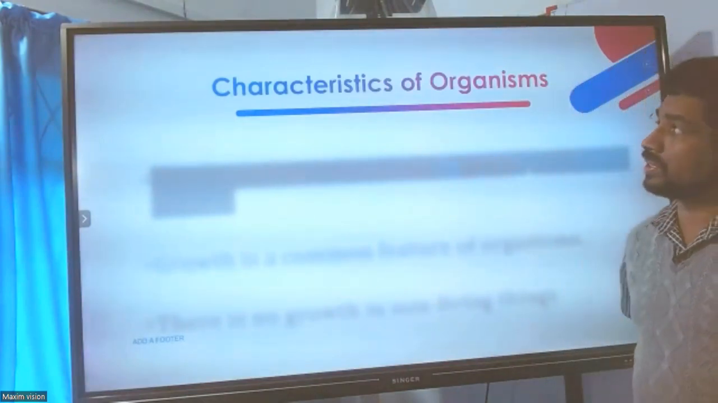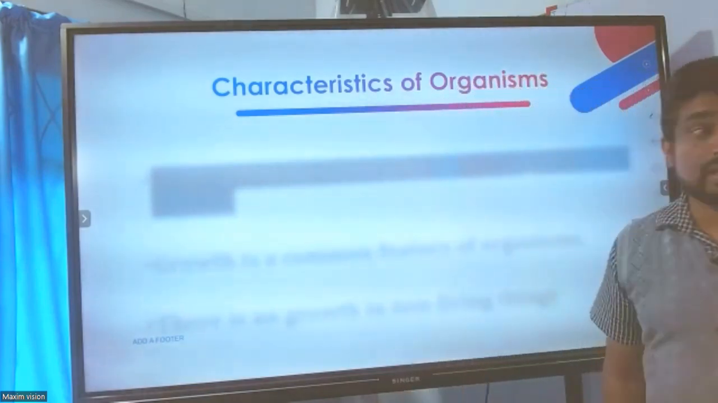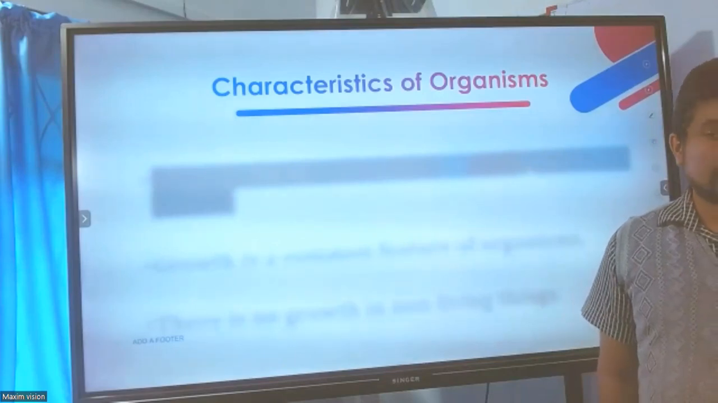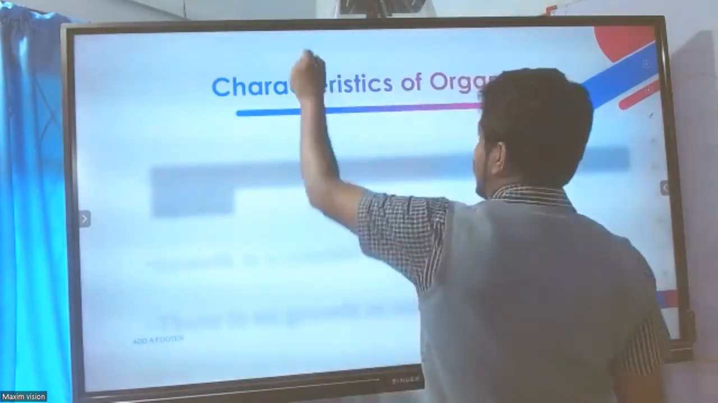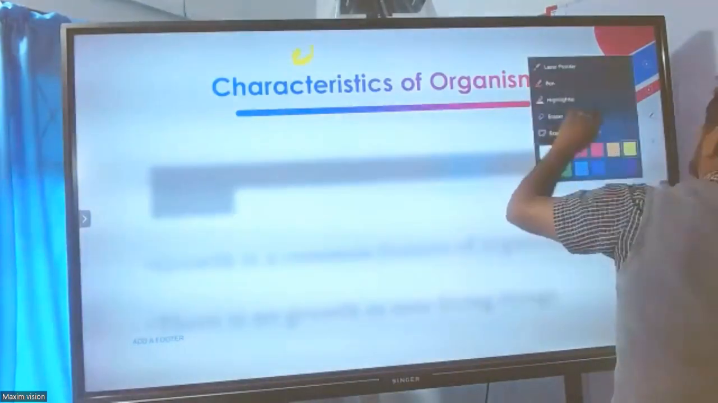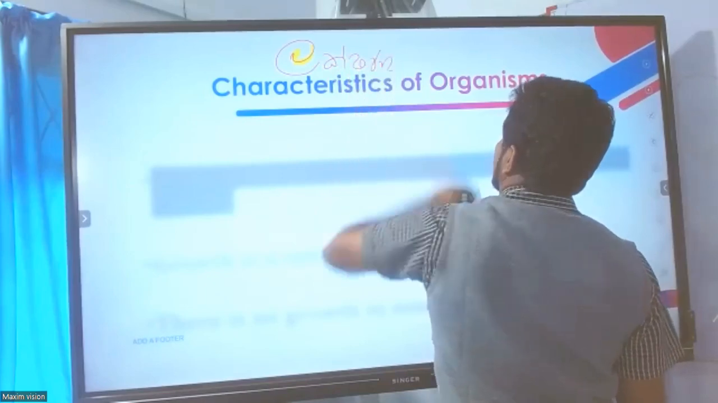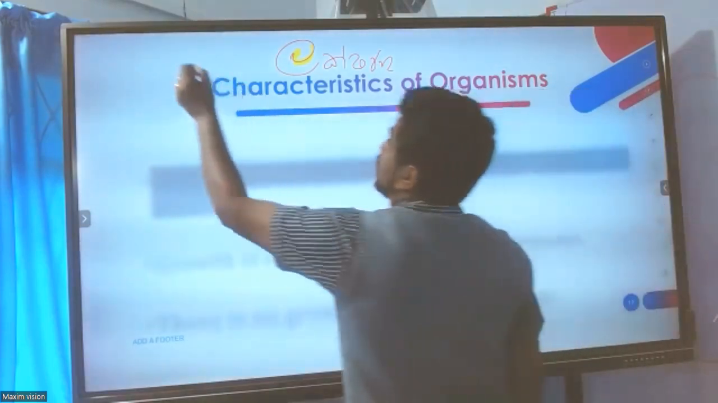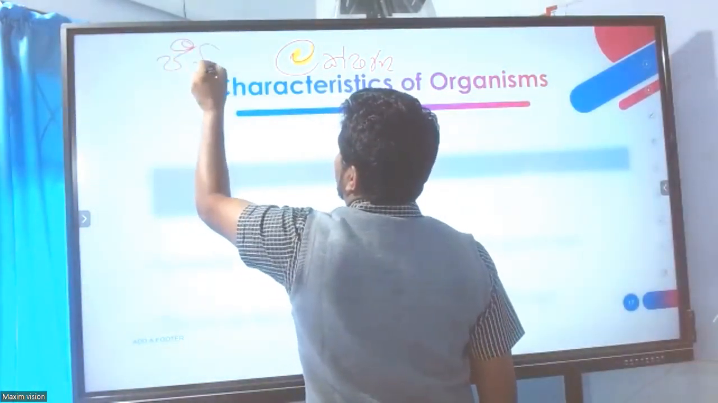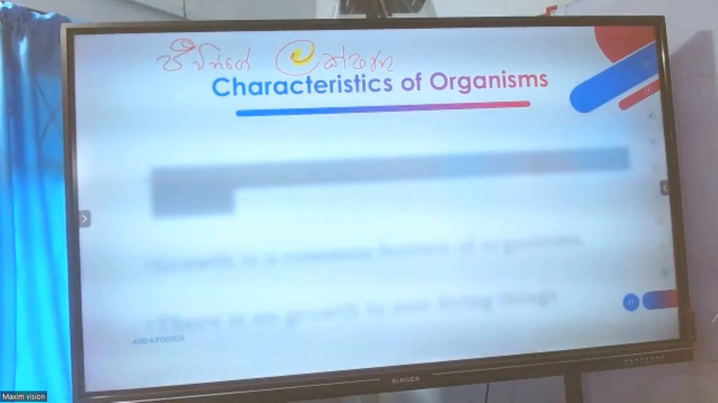Now we are going to discuss characteristics. What is the word? Characteristics. Tell me another similar word for that one. Characteristics, or we call them features. What is the meaning of that one? Lakshana. Organism means? That means characteristics of organisms.